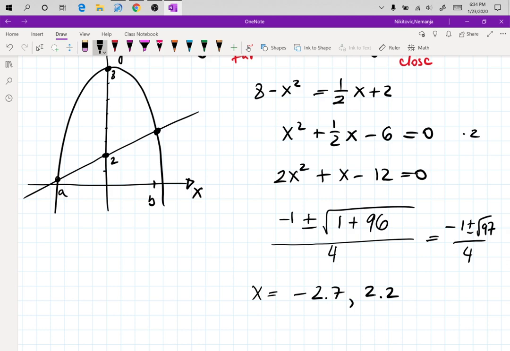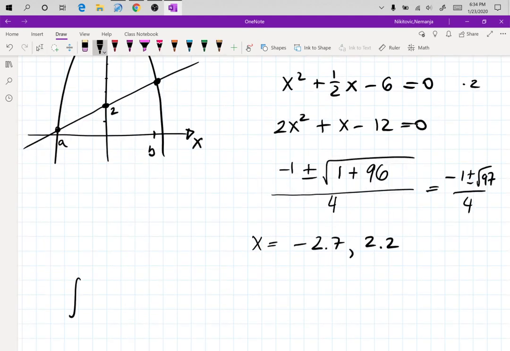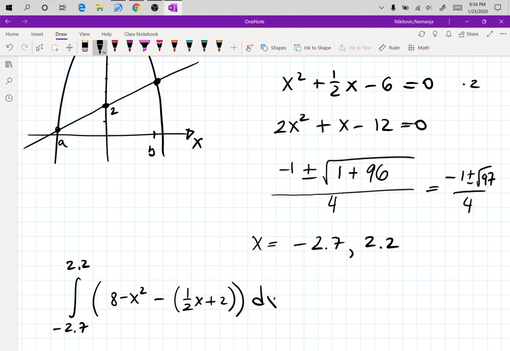Negative 2.7 and positive 2.2. Cool. I have my integral from negative 2.7 to 2.2, and then I have the parabola 8 minus x squared minus 1/2 x plus 2, and then dx.